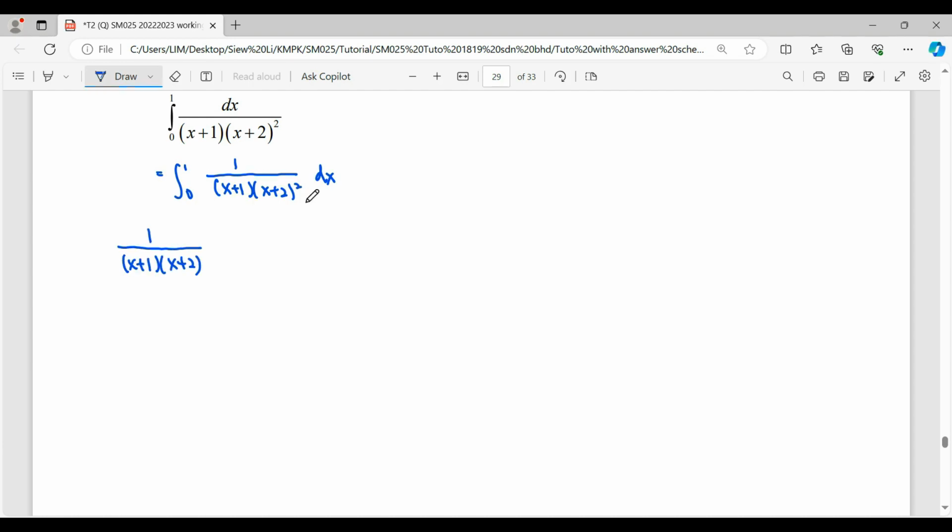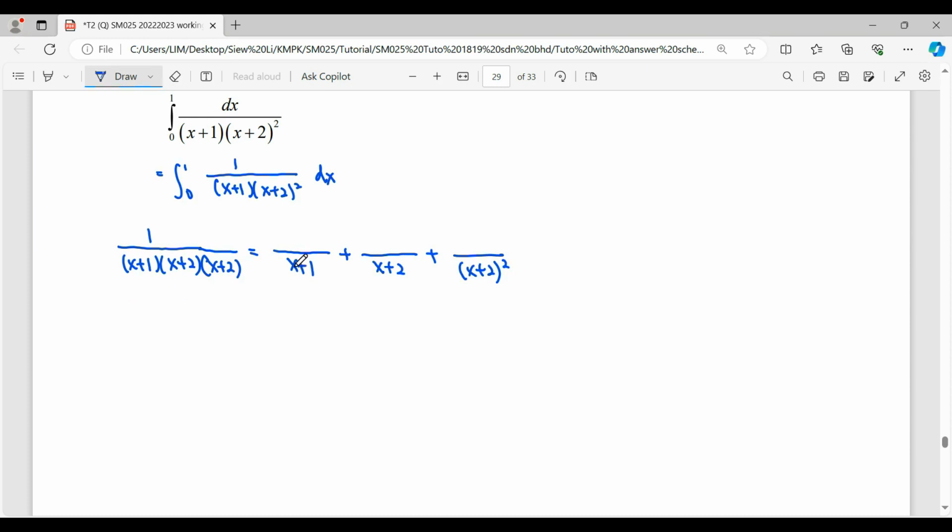When you have x plus 2 squared, it means there is a repeating factor here. When you want to express it in partial fractions, we split according to the factors. The first factor is a linear factor, which is x plus 1. For x plus 2, it is a repeating factor. For the first one, we write x plus 2, and for the second one, x plus 2 repeated, so it will be x plus 2 squared.